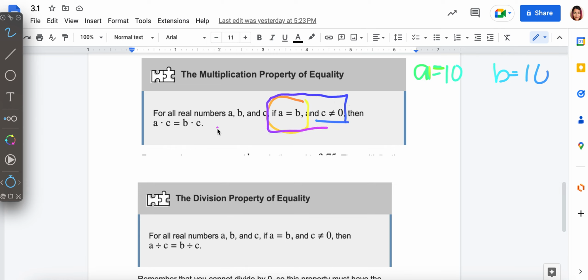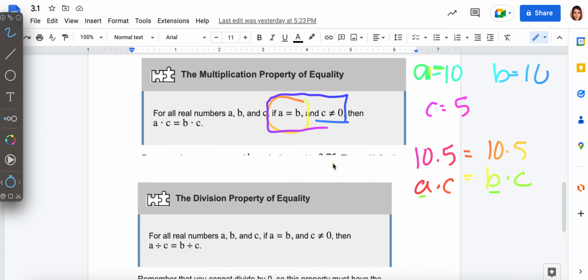Then A times C equals B times C. Let's say C is 5 again. So A times C, 10 times 5, equals B times C, 10 times 5, because A and B are the same thing.